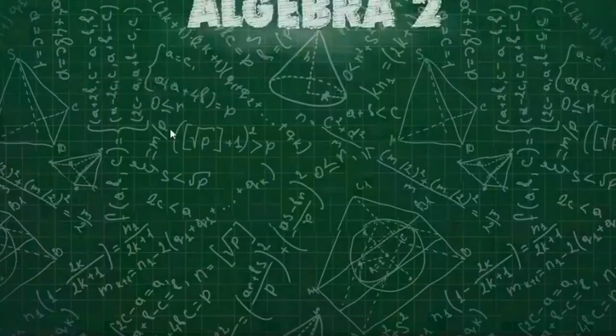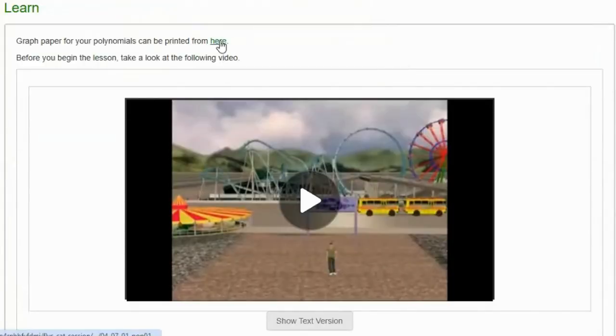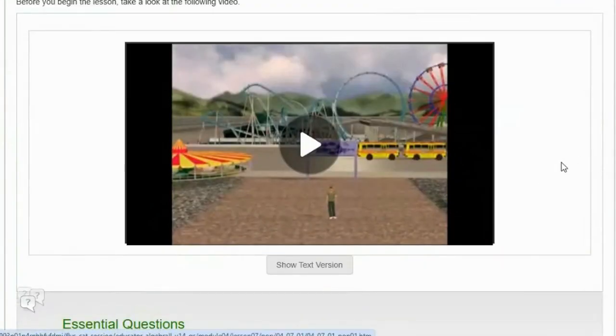Okay, graphing polynomial functions lesson. If you want to actually do it on graph paper, it does have some graph paper you can print out. But we have Desmos. You don't have to do it on graph paper. Oh, here's a little video they want us to see. Okay, we'll look at their little roller coaster video. We got a few minutes.